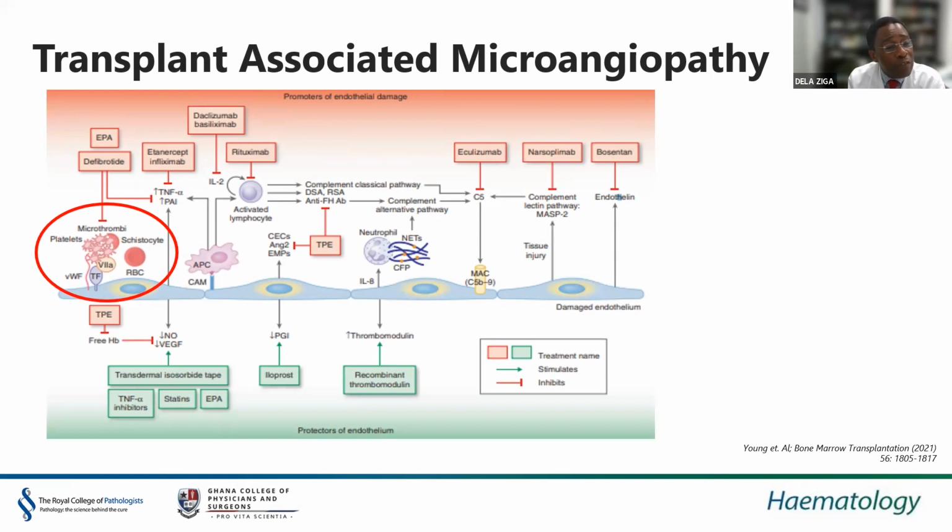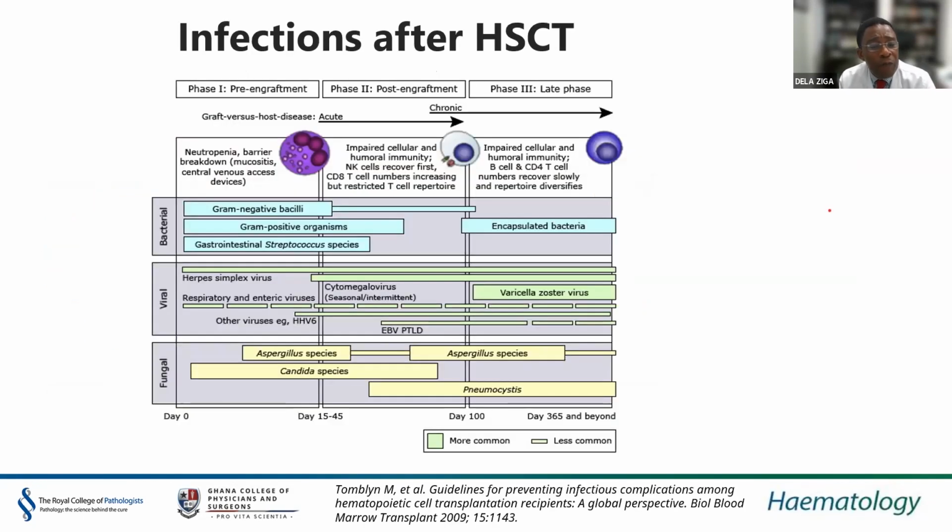There is destruction of the red blood cells, just as seen on the film if you use a peripheral smear, and this goes to a cascade of mechanisms. This slide also shows medications that can be used in different pathways to benefit these patients.